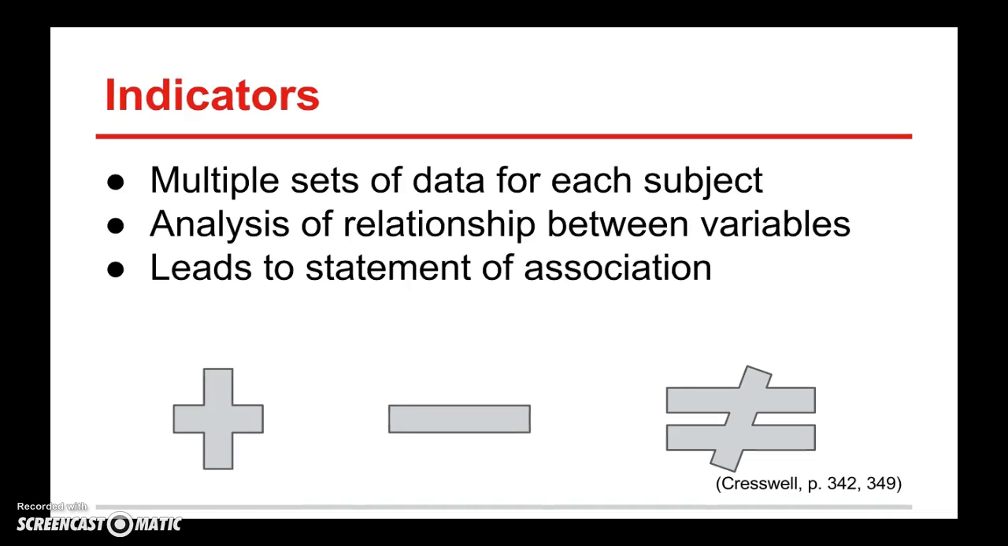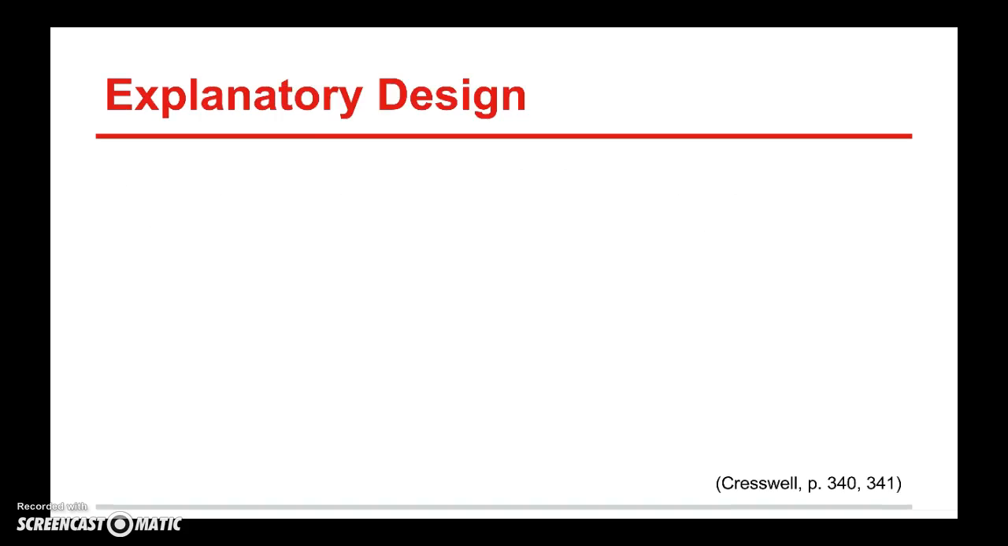What are some indicators that you're looking at a correlative designed research project? There's going to be multiple sets of data for each subject. So for each person in the sample group, there should be at least two sets of data. There's going to be an analysis of relationship between variables. So in other words, there'll be either a plot graph or a matrix which will then tell you if there's a relationship, which is then going to lead to the statement of association. Is it a positive or negative relationship? Is there no relationship at all? And how strong is that relationship, if there is one?